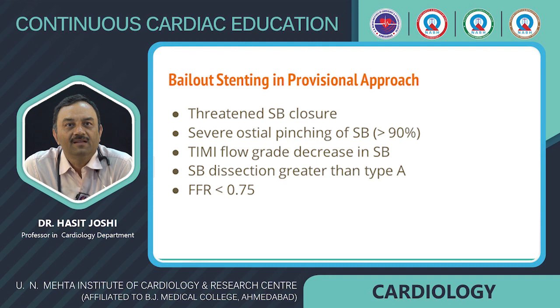Now in the provisional approach, if there is a side branch compromise, you have to do a bailout stenting. The approach is to put just one stent, dilate the side branch and come out. If at all there is threatened side branch closure, severe ostial pinching of the side branch more than 90%, TIMI flow grade decreasing in the side branch, and dissection greater than type A, or if you do the FFR and it is less than 0.75, you need to stent the side branch.